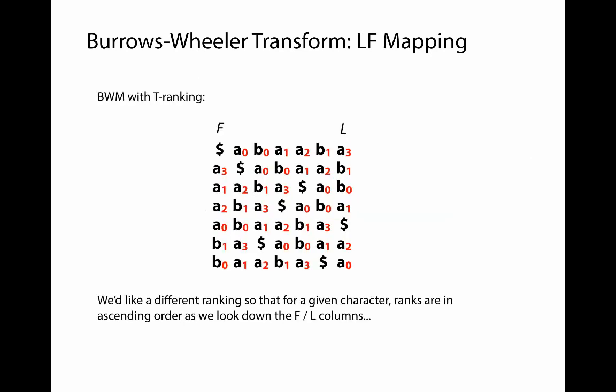Okay, so here's an alternative to the T ranking. I'm showing you the T ranking here, but we want to try a different ranking, and we want the new ranking to have the property that if we look down the last column or look down the first column, we see for a given character the ranks in increasing order. So we would want this to be A sub 0, and this to be A sub 1, and this to be A sub 2, and this to be A sub 3. And likewise, we want these to be A sub 0, 1, 2, 3.